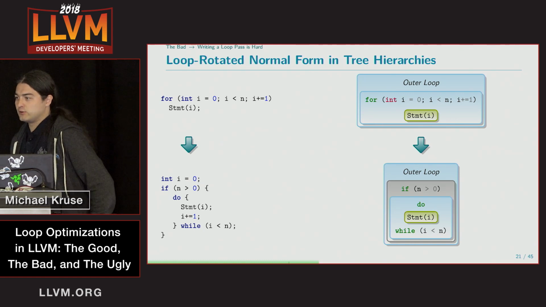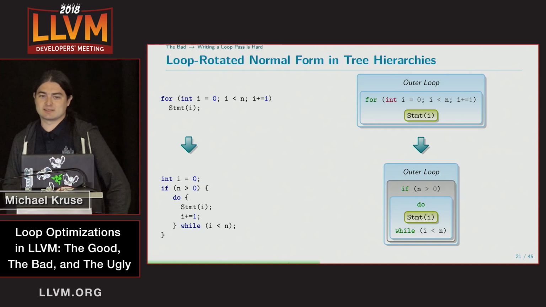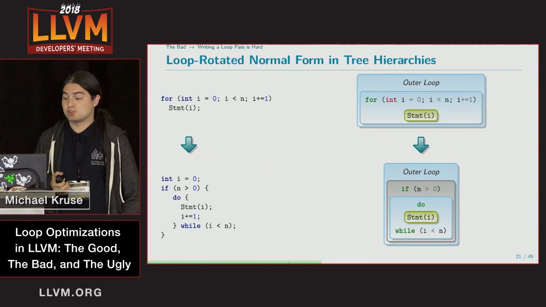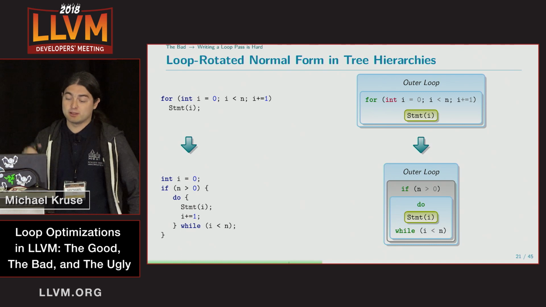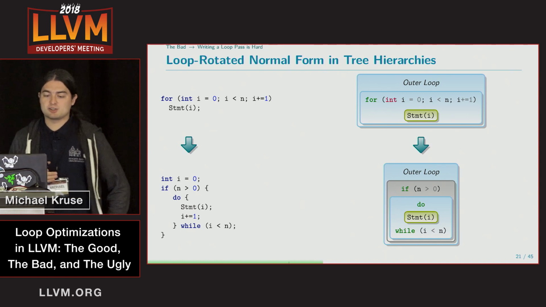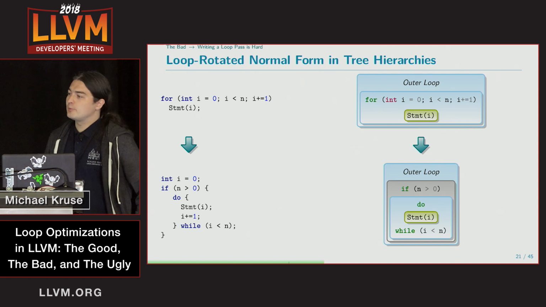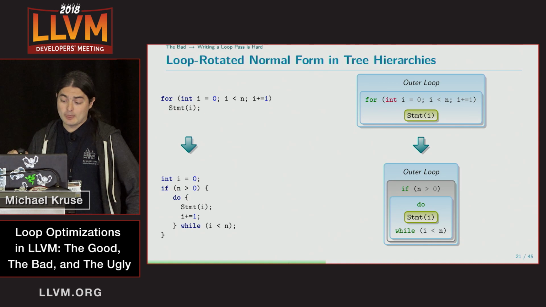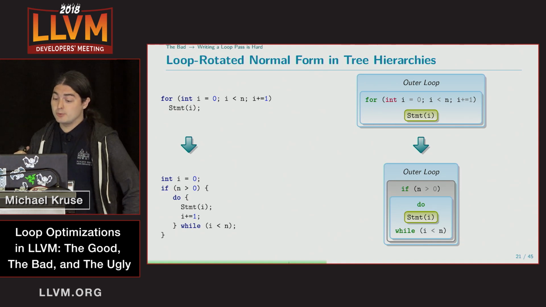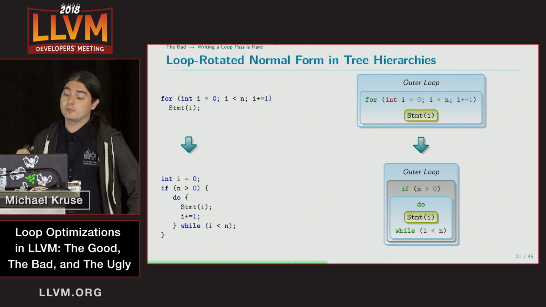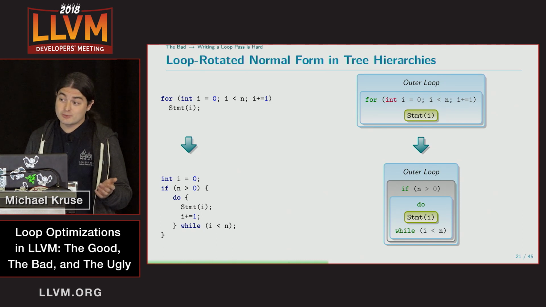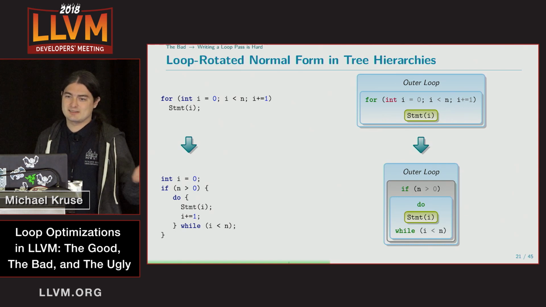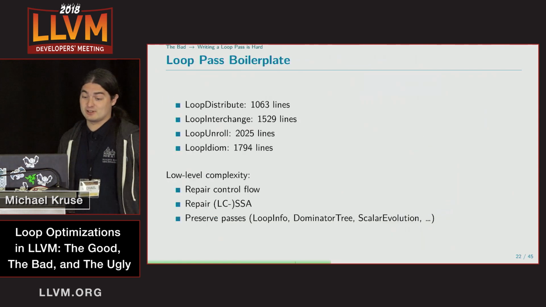The loop rotated form is also sometimes an obstacle. In this case, we could express the top code just as a single for loop, and it's transformed by the loop rotation into the bottom one. If we have an outer loop, we suddenly have this additional if condition in between, which is problematic. For instance, if you want to do loop interchange, to interchange the outer loop and the inner loop, suddenly there's the if condition in between. Does the if condition matter? Is this a loop rotated form? It does not make the transformation easier, unfortunately.